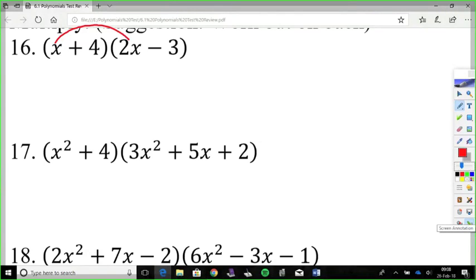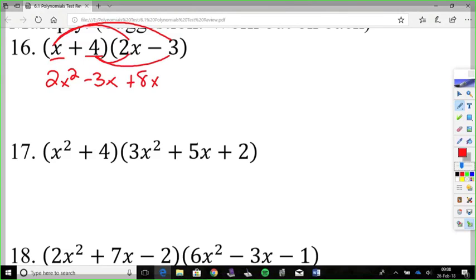Distribute x term first, x times 2x, and then x times negative 3. X times 2x would be 2x squared, and x times negative 3 would be negative 3x. Then you can distribute the 4. 4 times 2x would be 8x, and then 4 times negative 3 would be negative 12. Combine your like terms and you're done. So we'll bring the 2x squared down since there's no other x squared term, but the x terms, negative 3 plus 8, will be a positive 5x, and then we'll bring the minus 12 down. And that's our final answer.